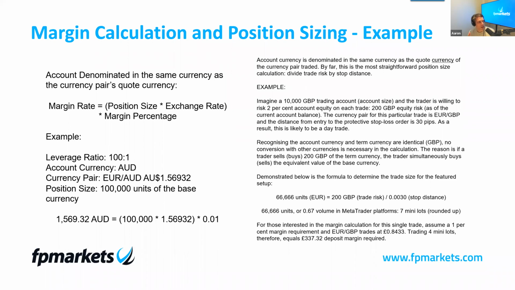margin in monetary amounts. Now, if your account is denominated in the same currency as the currency pair's base currency, then all you need is the leverage ratio. You do not need any of this, and you can simply do 1 divided by 100, it's 1%. So if you're trading 100,000 units, 1 divided by 100 is 1% of 100,000. It's 1,000 Aussie dollars. Do this on the calculator. Prove it to yourself, guys. But trust the formula. It does work.